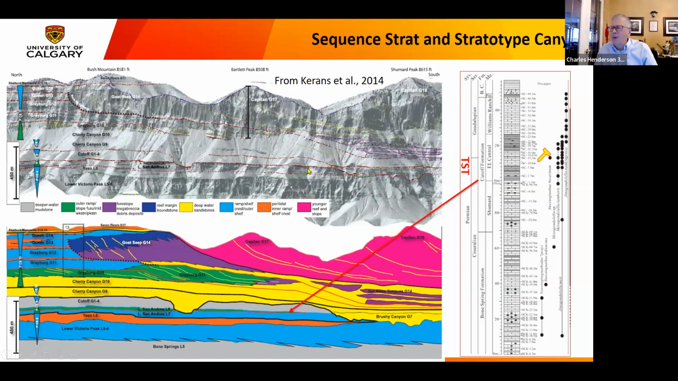The base of the late Kungurian, early Rhodian transgression is certainly global. And then there's another sequence that develops above that, and that's where we see the Getaway tongue and other units, the South Wells and Manzanita and so on. We'll come back to that a little bit with the Wordian.